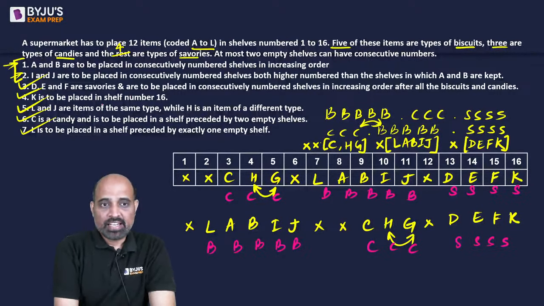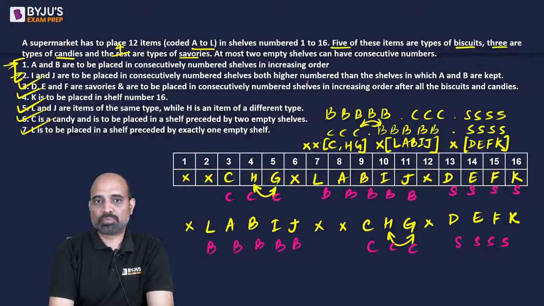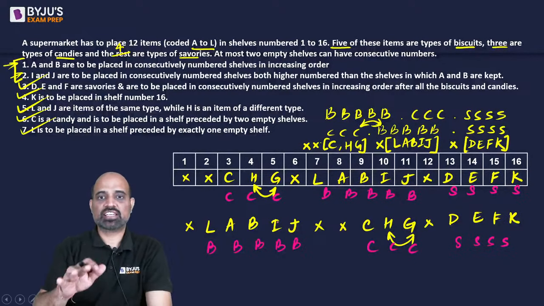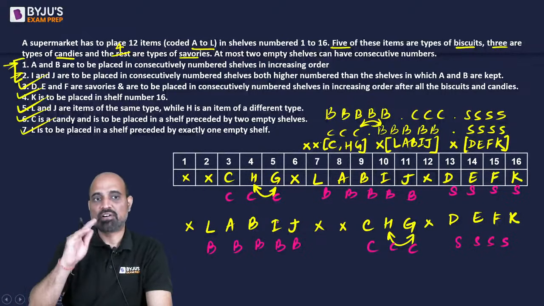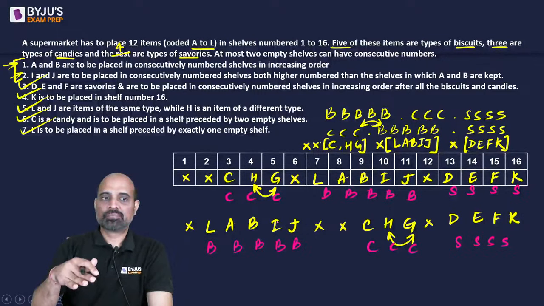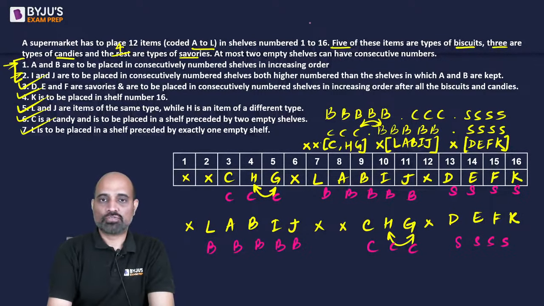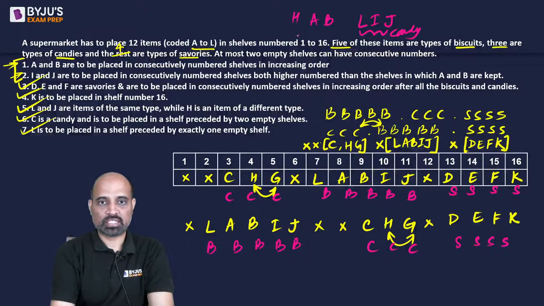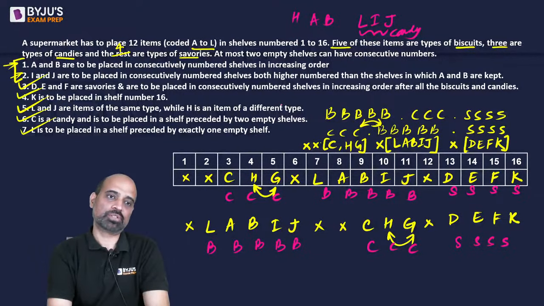Let's read it again. A and B are to be placed in consecutive number shelves in the increasing order, and IJ are supposed to be placed after that. Now I and J come later on, and L is of the same type, right? So we can have AB here, and then we can have I and J later on. And since J and L are of the same type, this is one possibility. These three might turn out to be candy, and then H turns out to be biscuit, and C is a candy. That's not possible, right?